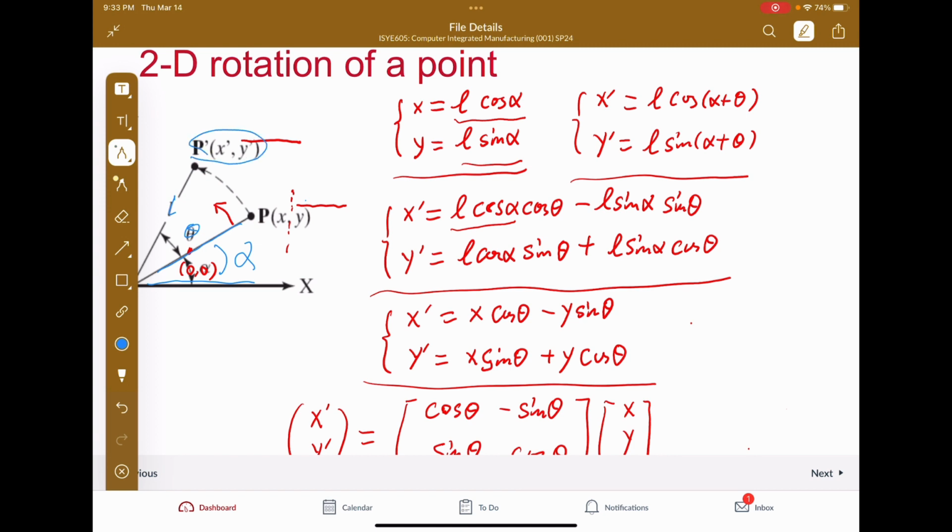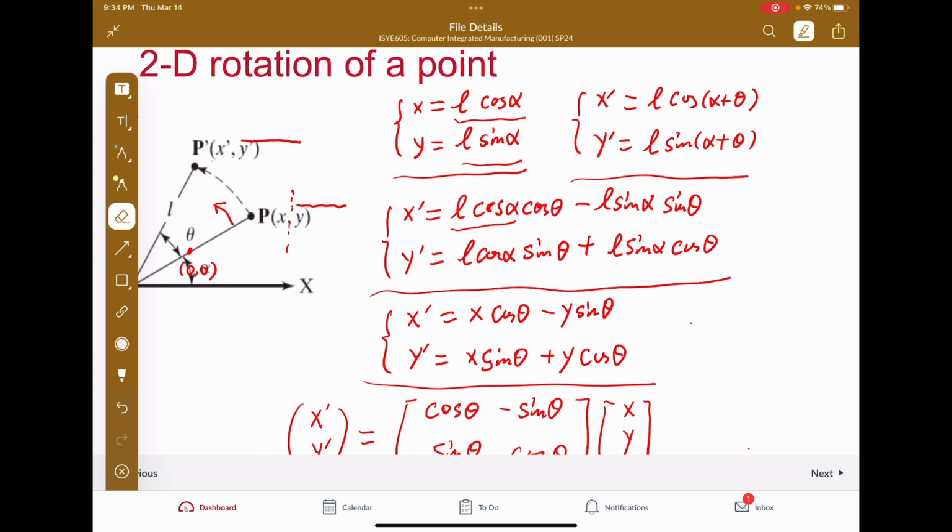So actually in here, we want to use the variables and values we already know to obtain, in other words, the X prime and the Y prime. So in this way, we can describe a 2D rotation of the point. What we will do is first convert the x and y values, using L and alpha to represent them.